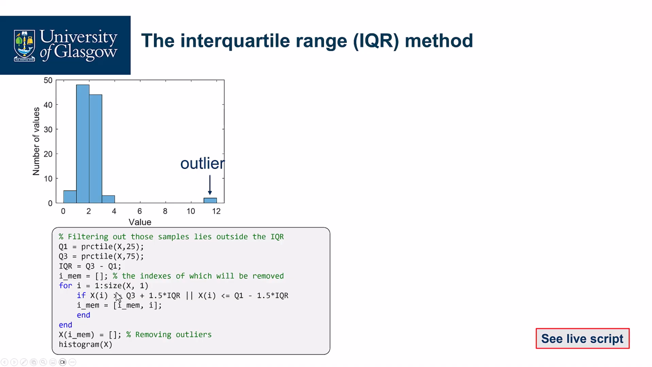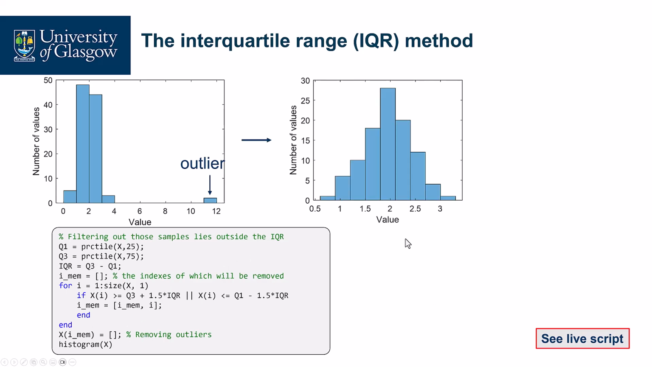So then I wrote here that if on the right-hand side or the left-hand side it is out of bounds, I think this is an outlier. Then I remove them here. So after this program, we can see the result is here, right? So you can also try it yourself in the live script.